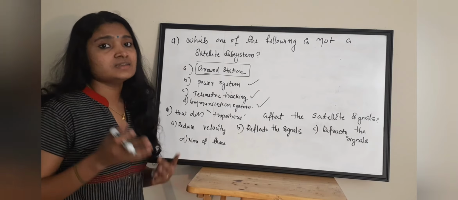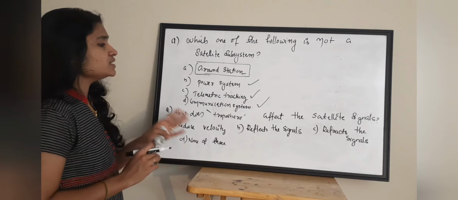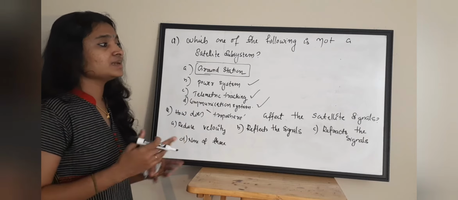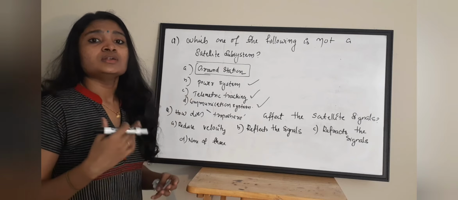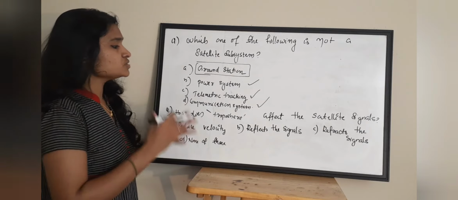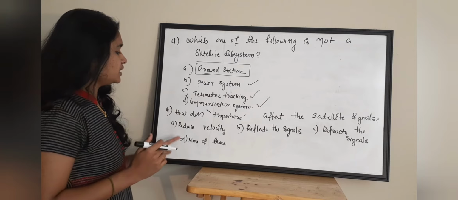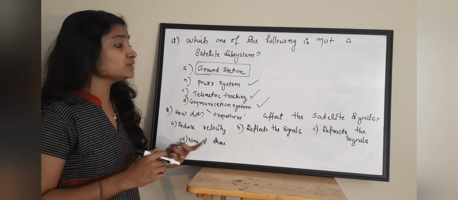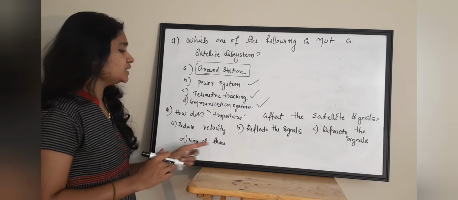Okay. So the next question is, how does the troposphere affect the satellite signals? We know that there are various layers of atmosphere: troposphere, stratosphere, ionosphere, likewise. So how is the troposphere actually affecting your satellite signals? Option A, reduced velocity. Option B, reflects the signal. Option C, refracts the signal. And option D, none of these.